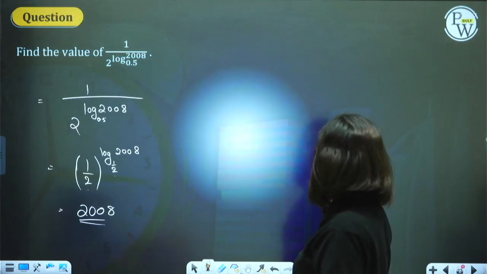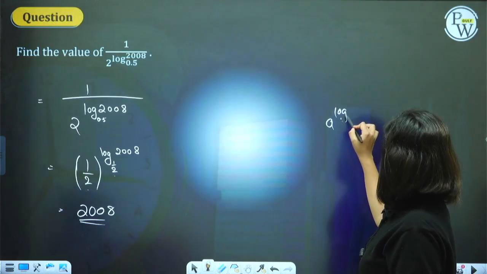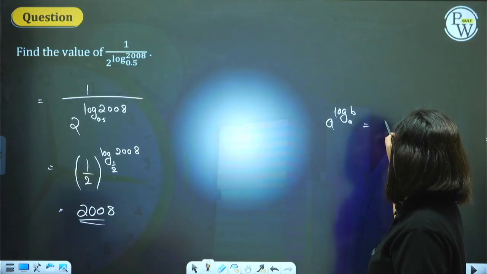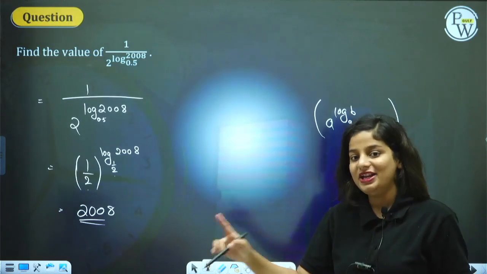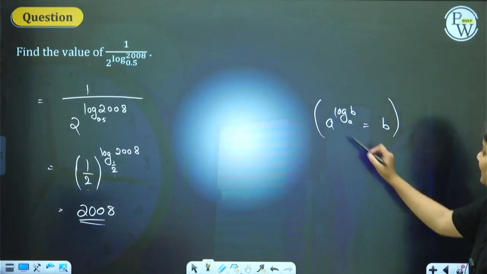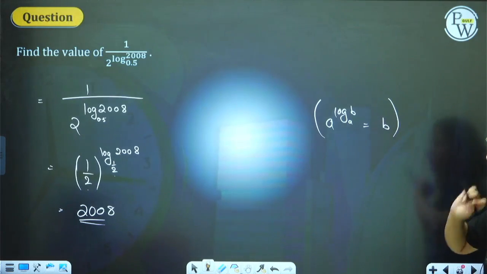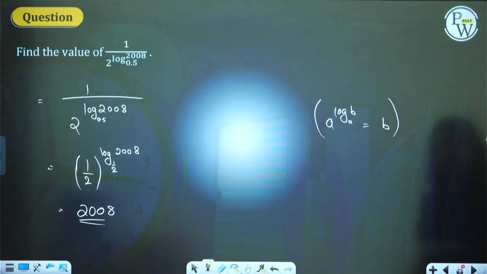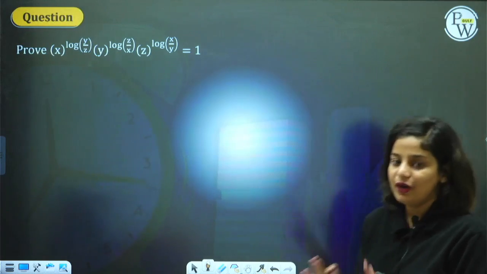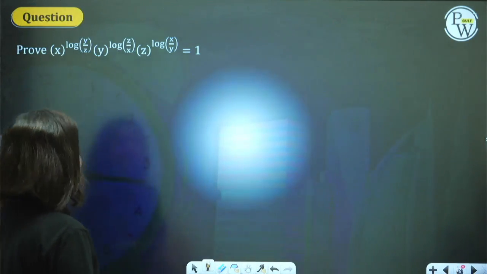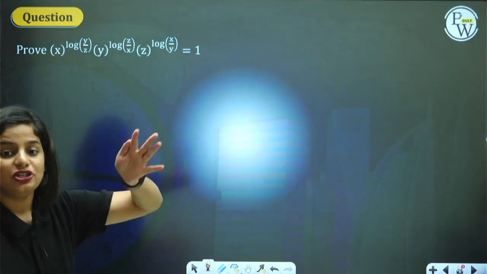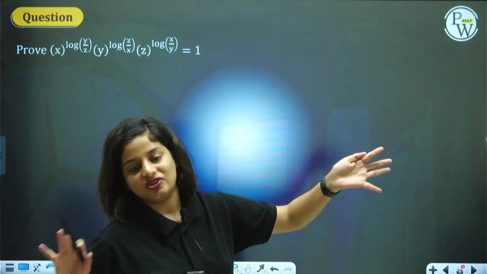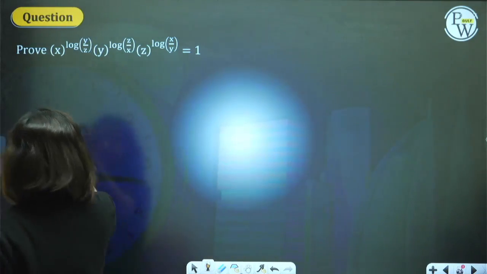Which property? A raised to log b to the base a is equal to b. I said it's the property which many students forget. Base is same, number direct. Half, number direct. Because of 1, we take full advantage of that 1. Next question. Prove this LHS is equal to 1. Whenever it's a proof question, LHS taken separately, RHS matched with it.